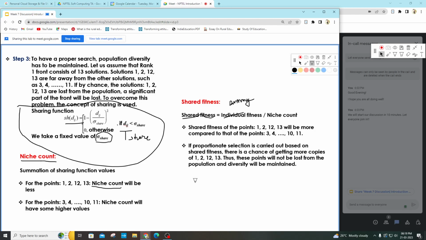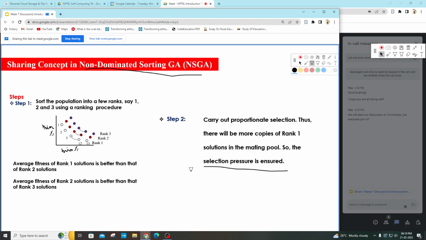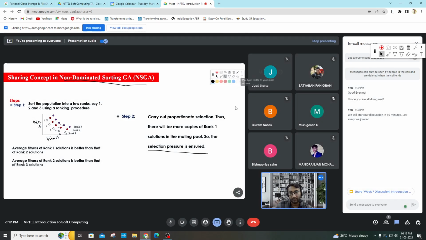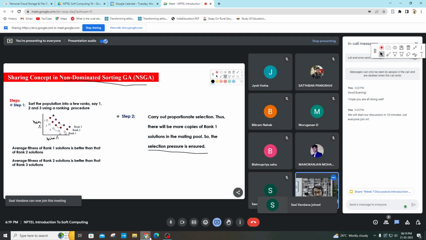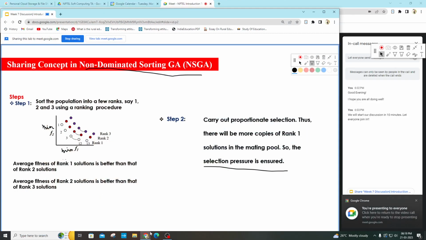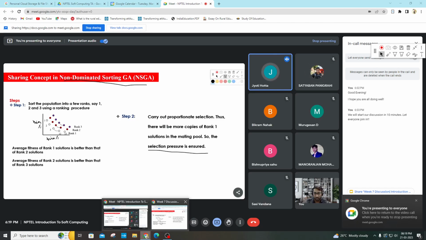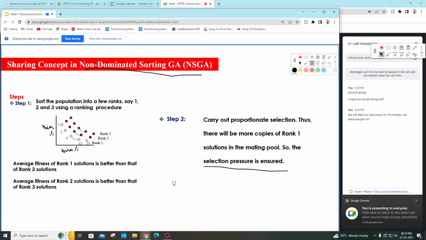So this is what we do in the non-dominated sorting genetic algorithm. So, is this clear? Am I audible? Hello, am I audible, guys? Yes, sir. Okay, so is this clear? Did you get something? I will explain with a numerical example that will make it clearer.